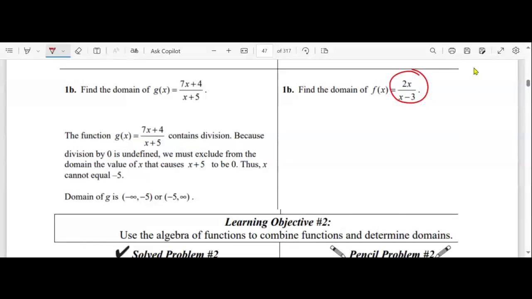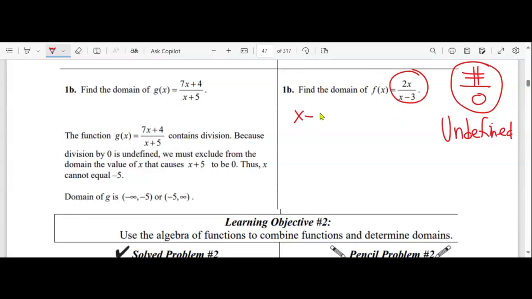Next one. This is what? Fraction. You're not allowed to have what? 0 in the denominator. Which value for x will make the denominator 0? Can somebody tell me a number divided by 0 is what? Undefined. That's why we said it's a big no-no. You remember that? I said big no-no. So x minus 3 equals 0. So x should not equal what? Your answer will be from where to where? Negative infinity to 3, union 3 to positive infinity.